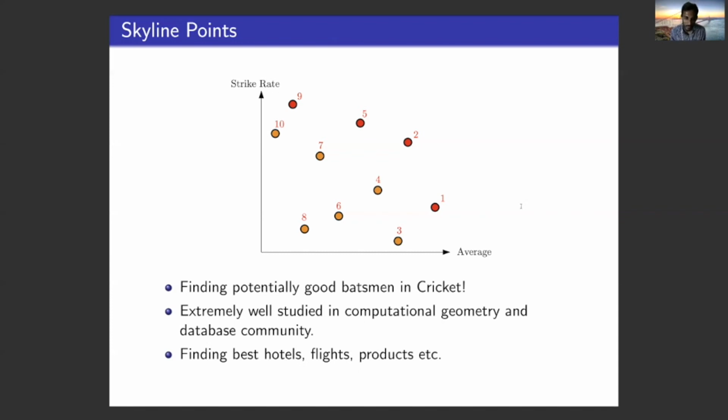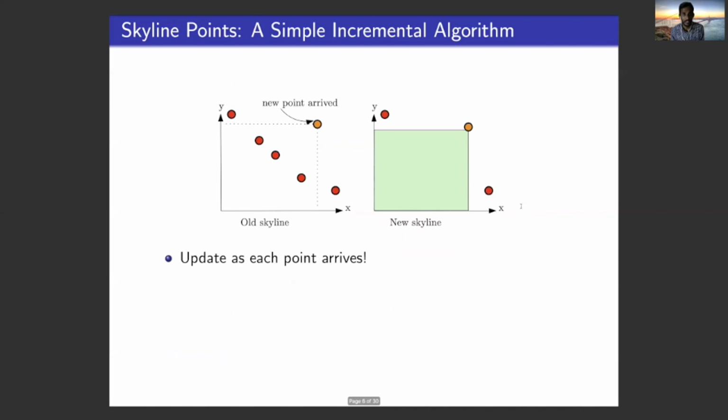Okay. So given this definition of Skyline and the fact that we're working in a multi-pass streaming model, the most natural idea one would have to solve this problem would be to just update the Skyline as each point arrives. So how does that work? Let's look at the figure on the left where there are 5 points currently, in red color. That's the current Skyline that we have. And now a new point, the orange point, has arrived, and it dominates 3 red points. And now on the right, you see the updated Skyline. Very simple operation.